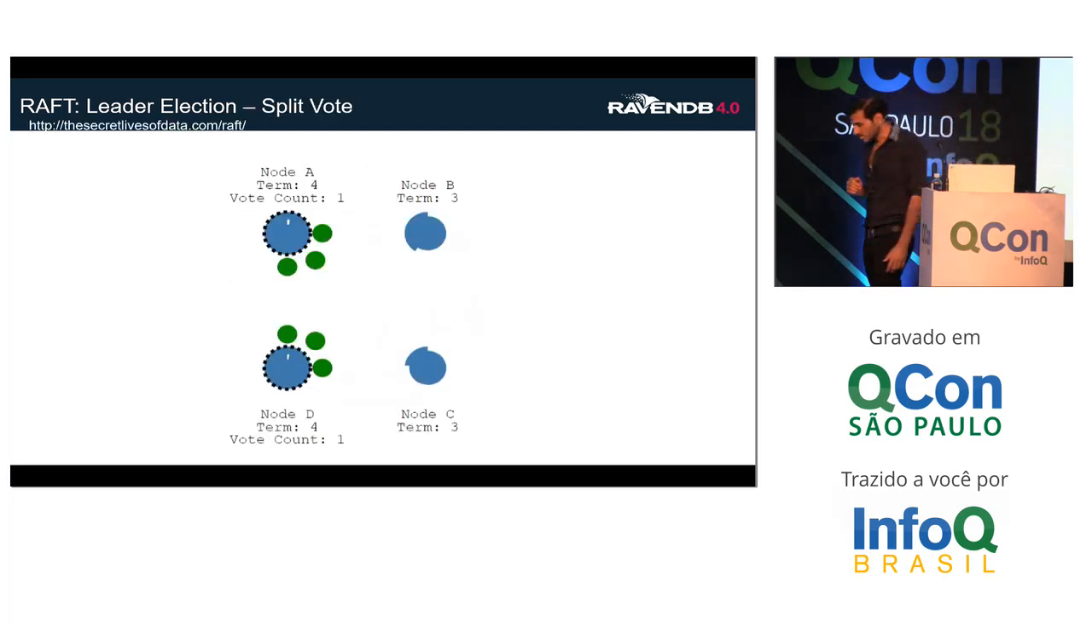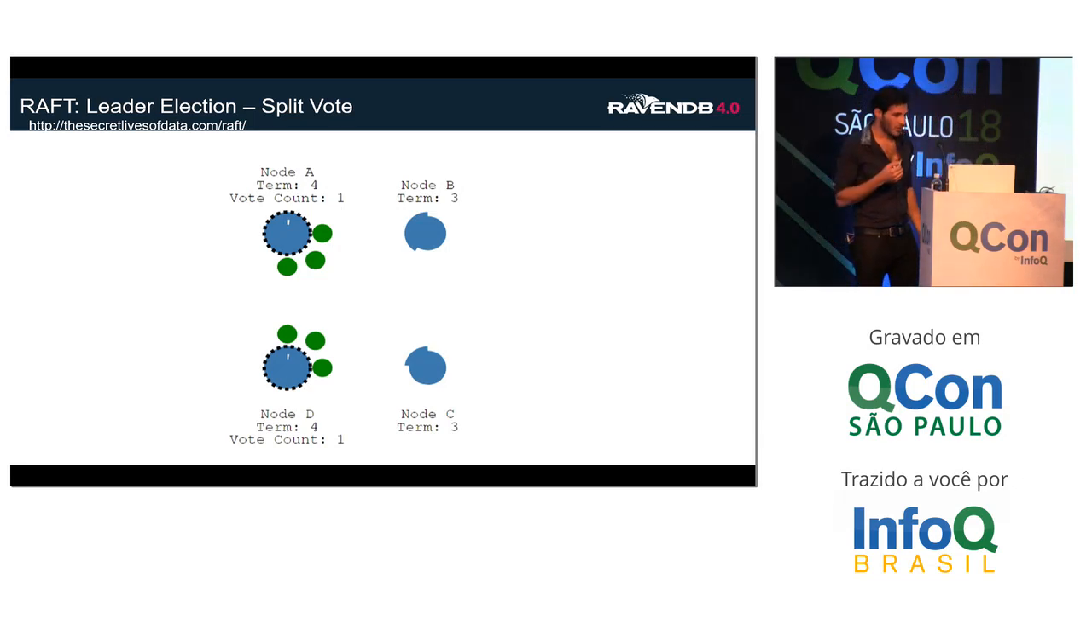Now, sometimes the timeouts of 2 or 3 of the nodes run out together. This is what we call a split vote. We have here 4 nodes, A, B, C, and D. A and D run out of time together. They will become candidates, increase the term, and send the vote messages to every node in the cluster.